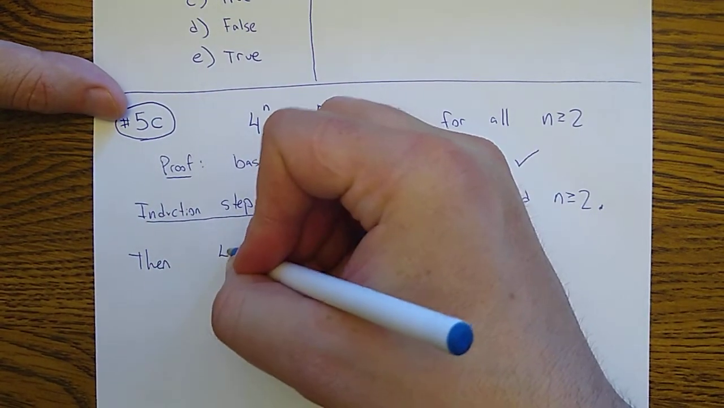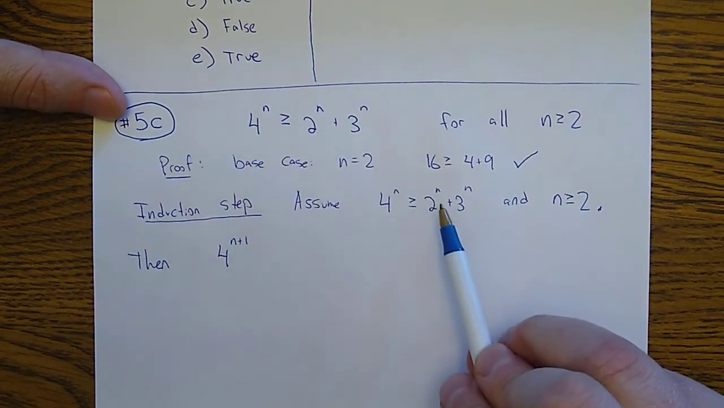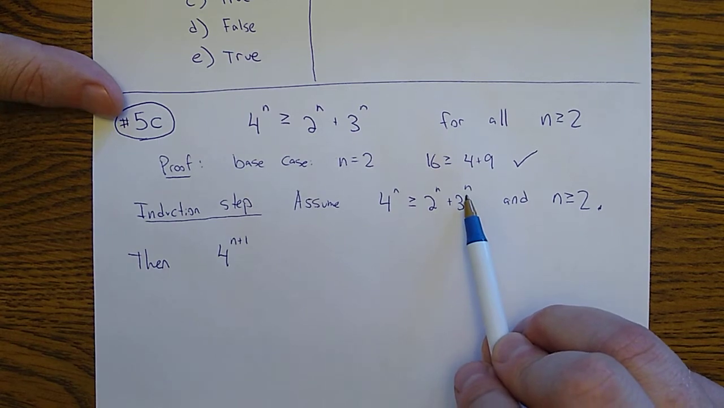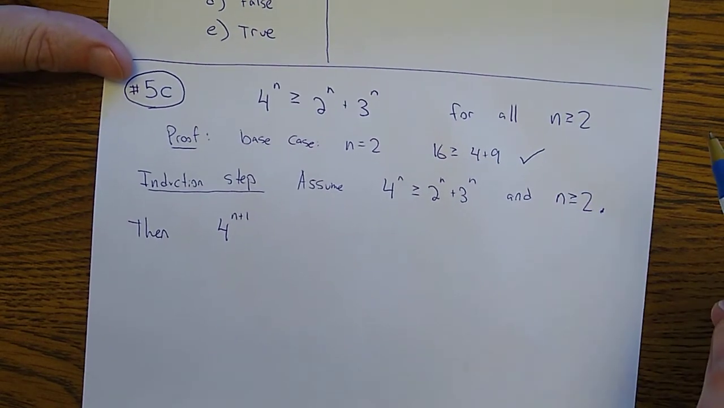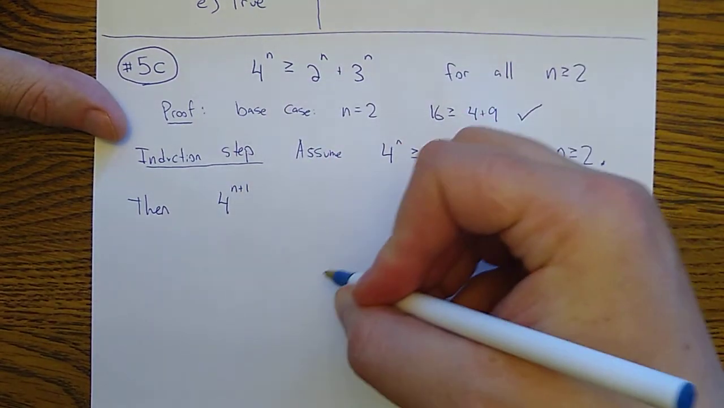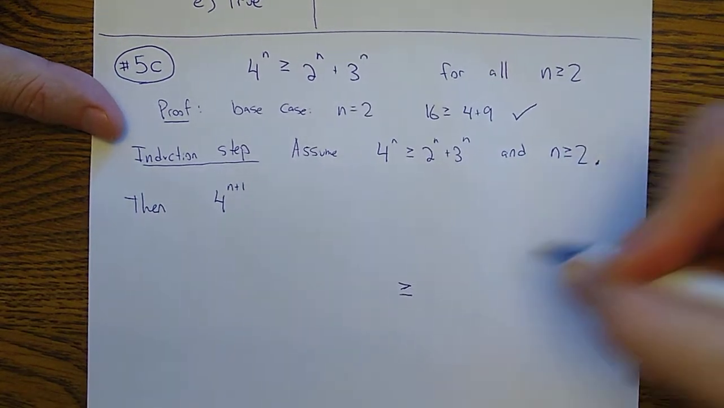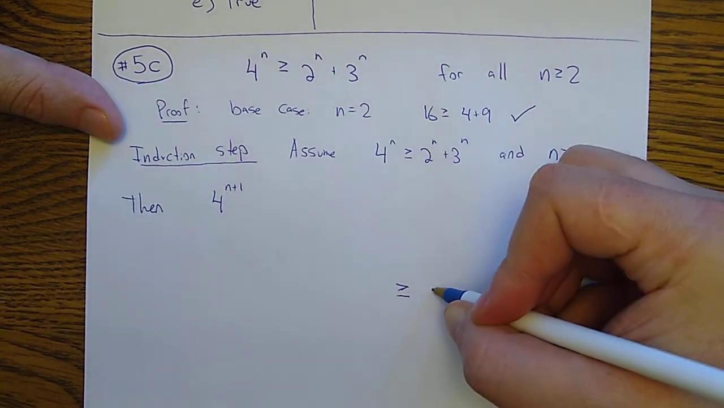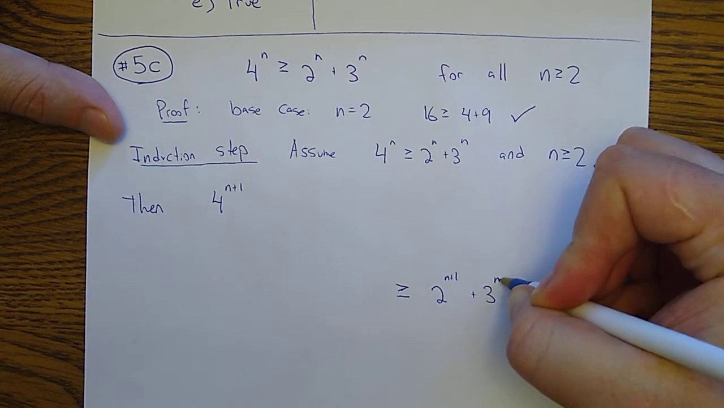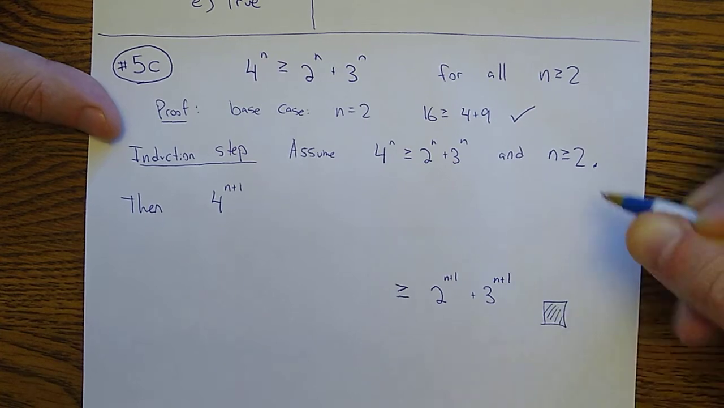Then, well, what do I want? I would like 4 to the n plus 1 to be greater than or equal to 2 to the n plus 1, and then 3 to the n plus 1. So maybe now I'll do one of these typical deals where I leave myself some space, and in the end I write greater than or equal to 2 to the n plus 1 plus 3 to the n plus 1.